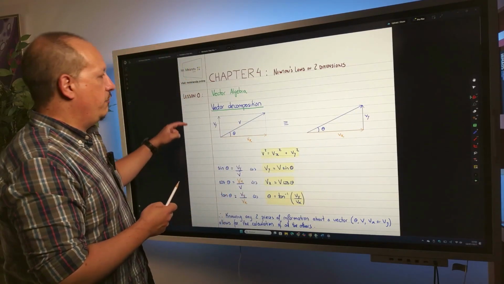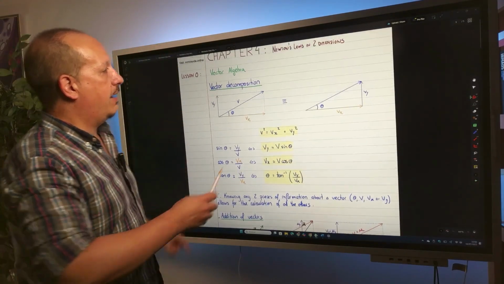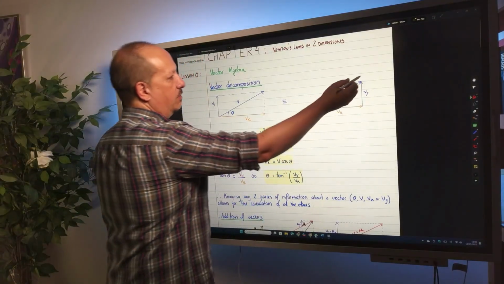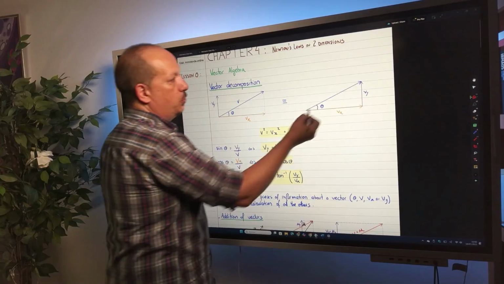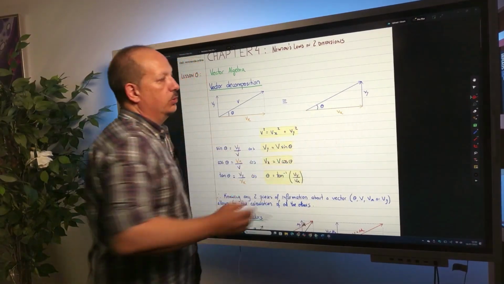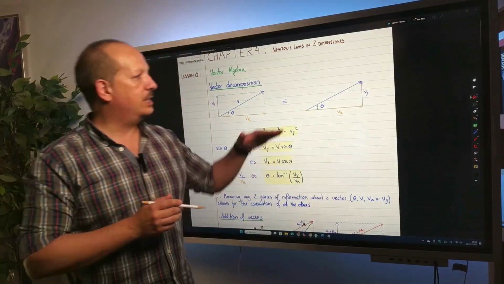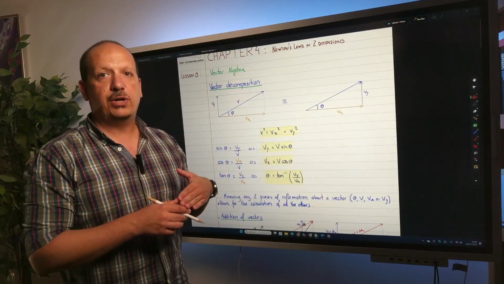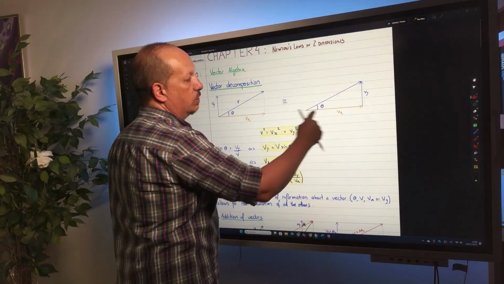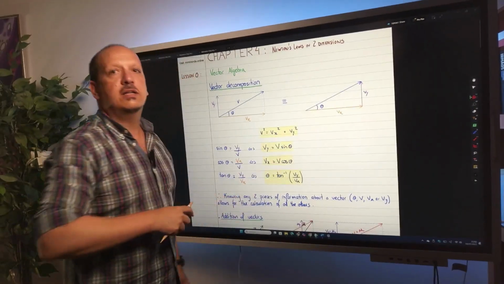So if you have any 2 of these, don't forget that this is v. V is going to be the hypotenuse of this right triangle, and each one of the components, the Vx and the Vy, are going to be the sides of the right triangle. So using the Pythagoras theorem, you know that v squared equals Vx squared plus Vy squared.